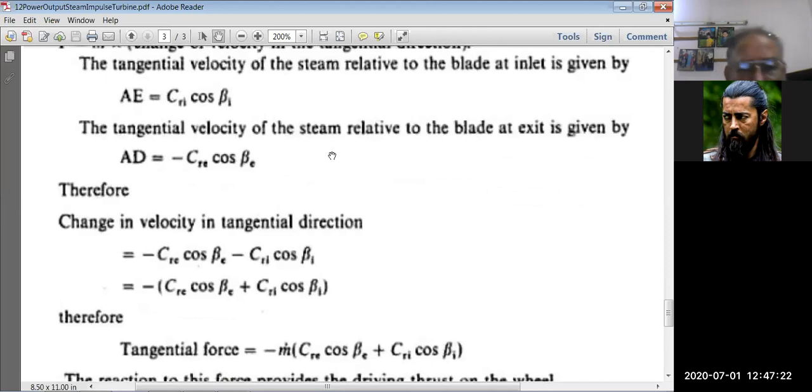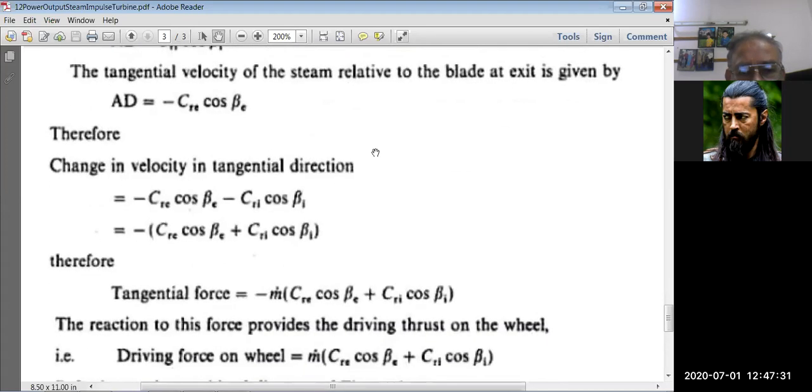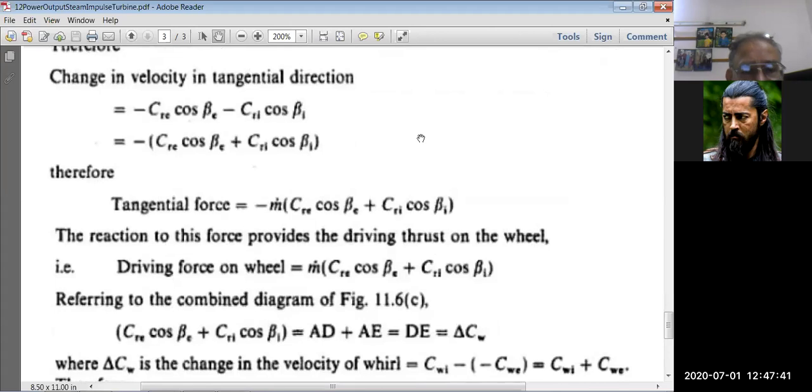The tangential velocity of the steam relative to the blade at inlet is given by CRI cos beta I. You can see in the above triangle the tangential velocity of the steam relative to the blade at exit is AD, and this is in the opposite direction. It is minus CRE cos beta E. Change in velocity will be velocity at the exit minus velocity at the inlet, and this is finally minus CRE cos beta E plus CRI cos beta I.